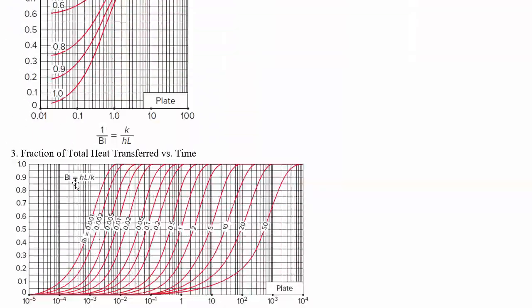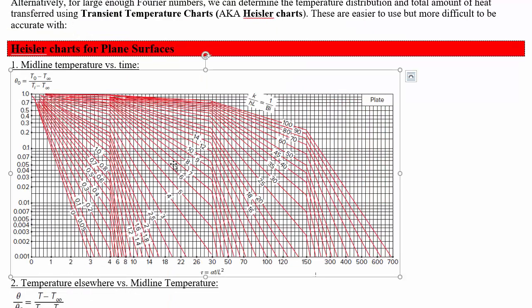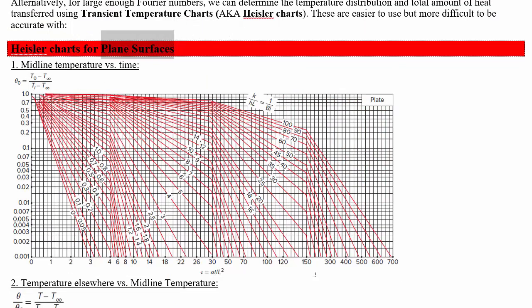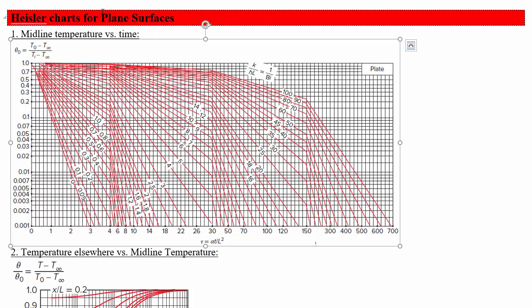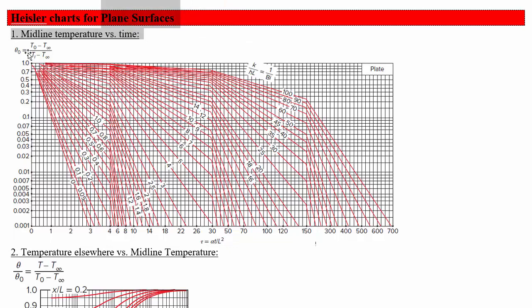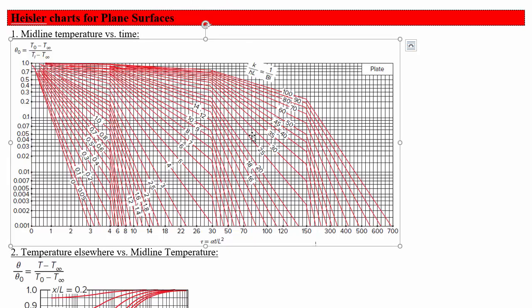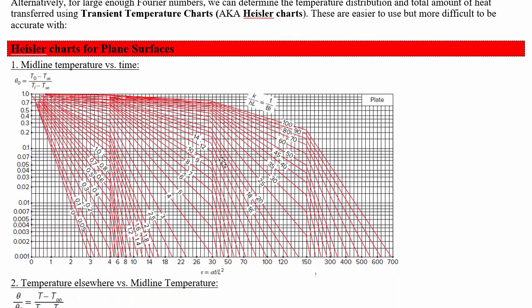There's a series of 3 different charts. First one will tell you what the midline temperature is. So for plane surfaces, this set of charts, there's a different set of charts for cylinders and a different one for spheres. Anyway, looking at the plane surface ones, the first plot will tell you what the temperature is at the center of the plane walls as a function of Biot number and Fourier number. So if you have a Biot number of, let's say, 0.2, then 1 over the Biot number would be 5.